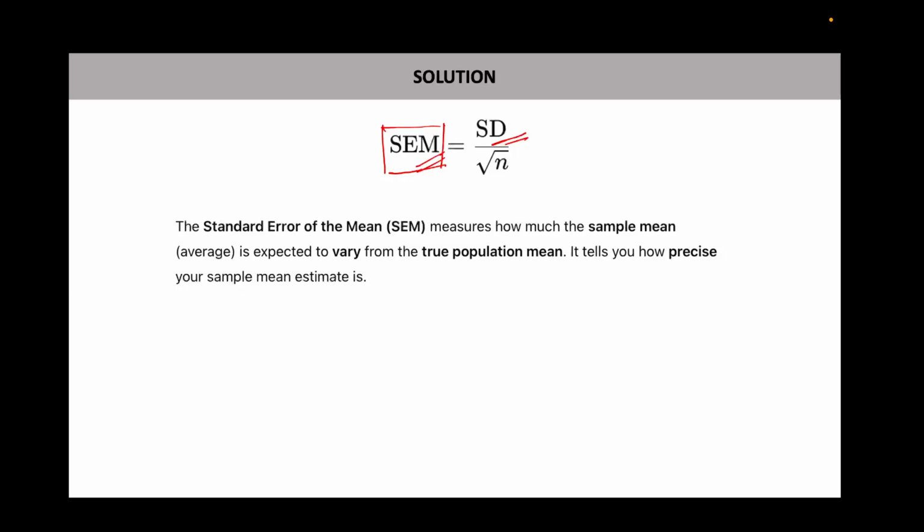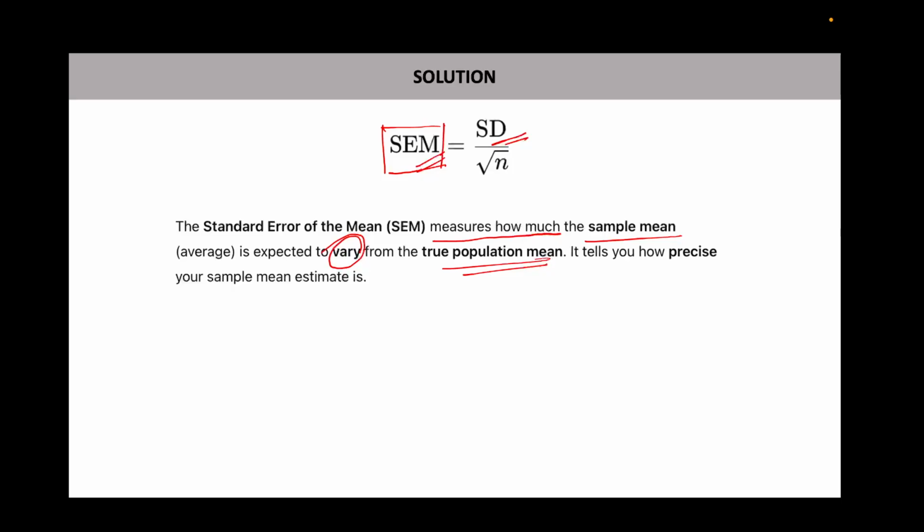Basically it measures how much the sample mean will vary from the population mean. It will tell you how precise your calculated sample mean estimate is. If you remember, we gave a similar statement for standard deviation, about the variation in the data from the mean, and here again we are saying how much variation will happen from the sample mean to the population mean.